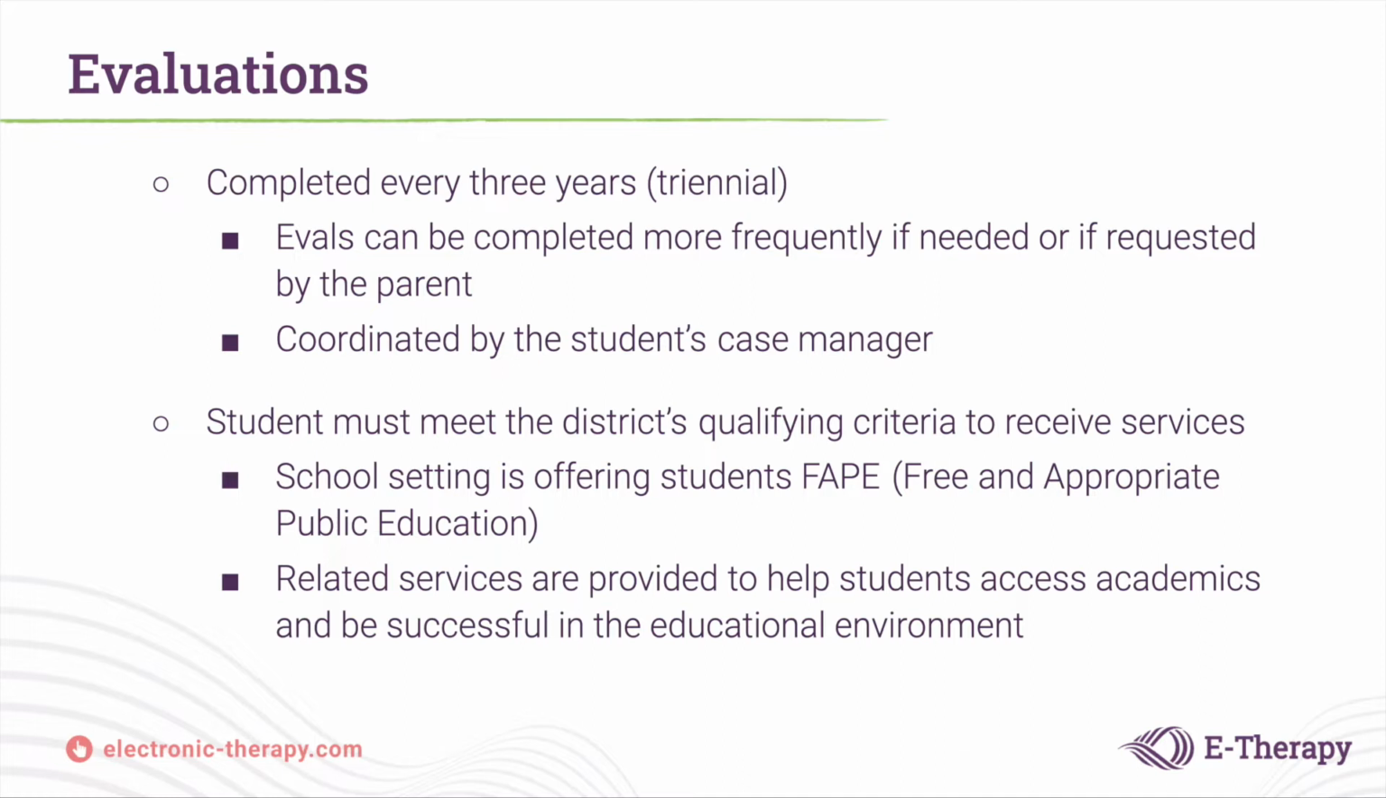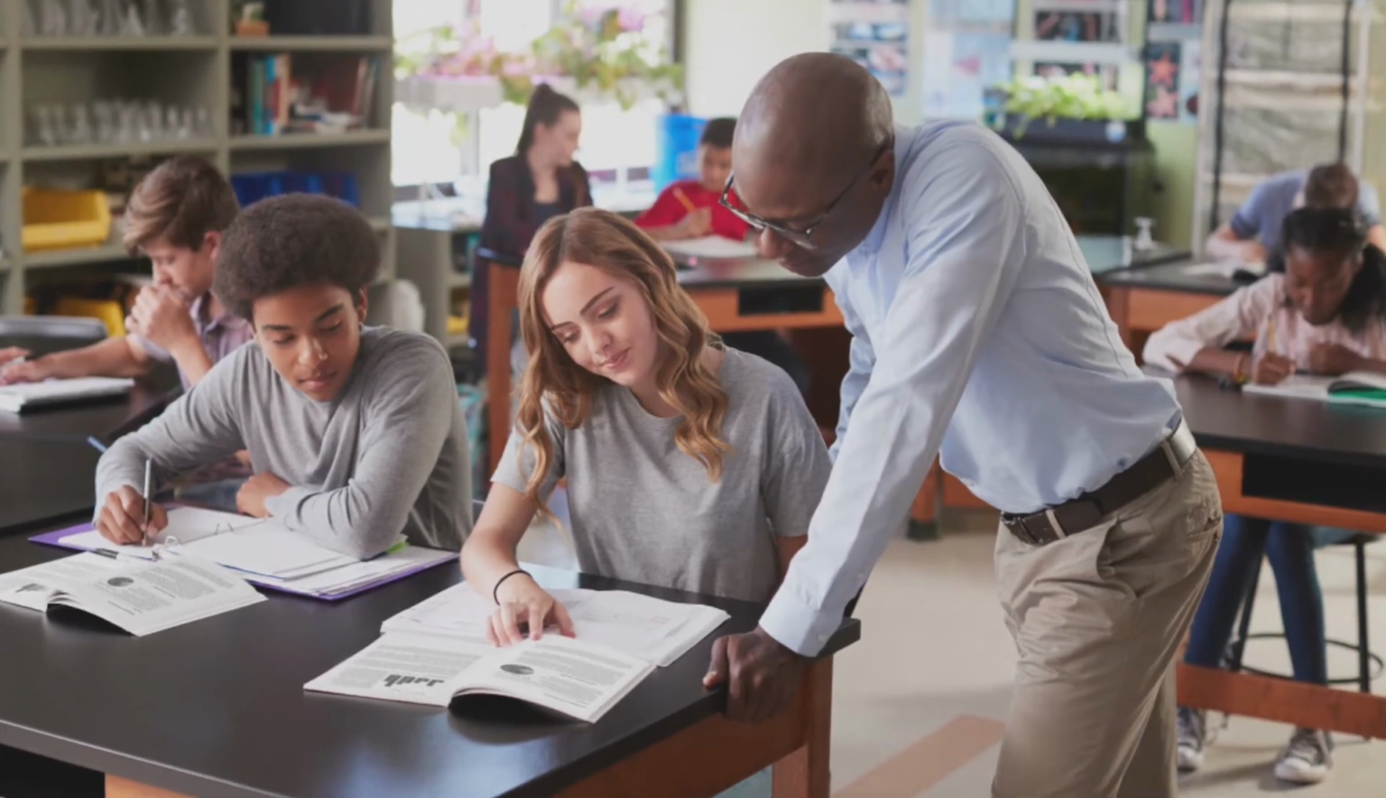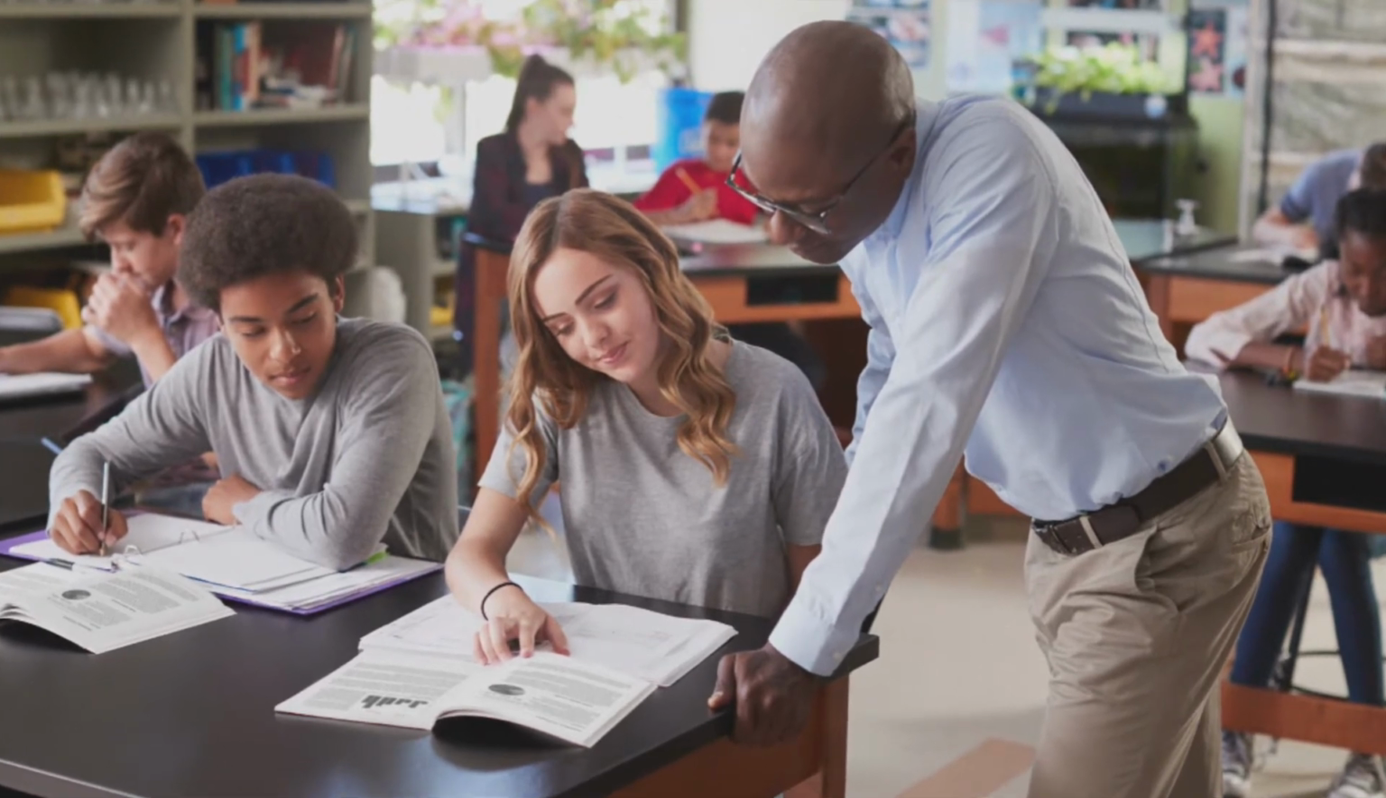So there are really specific qualifying criteria that the student has to meet in order to receive the services. We can't just decide to provide OT or PT services for a student because we think, hey, it might be good for this kiddo. They have to meet those qualifying criteria. And evaluations typically do involve a formal evaluation. So this is talking about standardized testing. And it is very important to look at standardized measures, to look at those qualifying criteria. But we don't just look at standard scores. We also consider informal assessments and observations, how they're performing in the classroom, consultation with the parent and teachers.